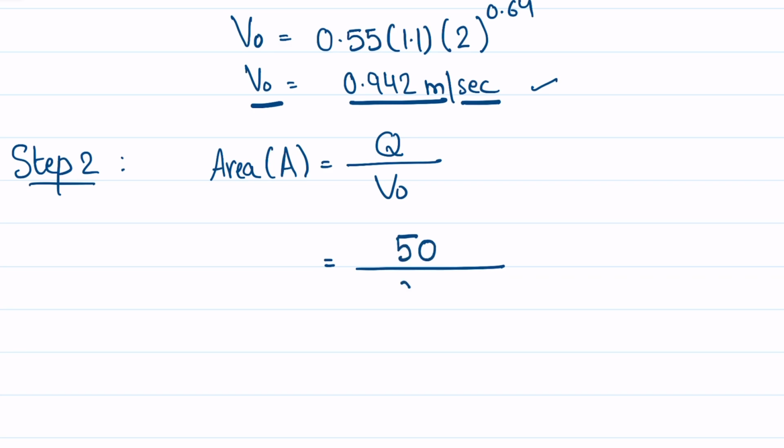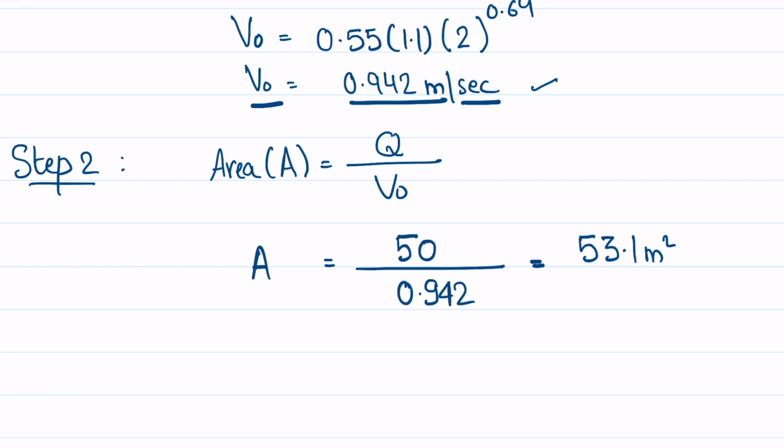V naught is 0.942. So upon solving, the value will come out to be 53.1 meter square. So the area that has come out is 53.1 meter square.